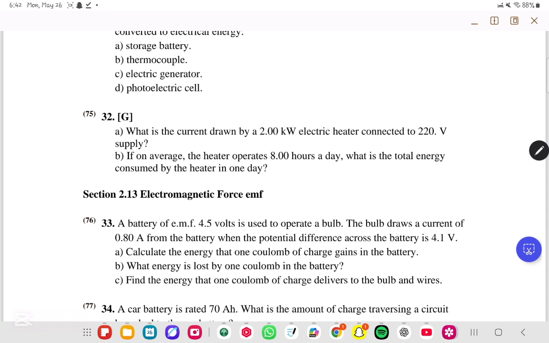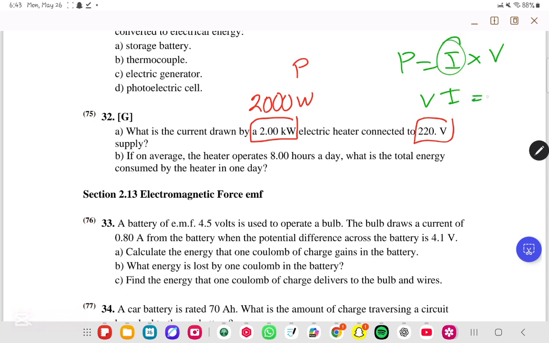We move on to number 32. What is the current drawn by a 2 kilowatts, which is basically 2000 watts, this is power by the way, electric heater connected to a 220 volts supply. Remember the equation. You have voltage, you have power. P is equal to I times V. You need to find I, so I is equal to P over V.